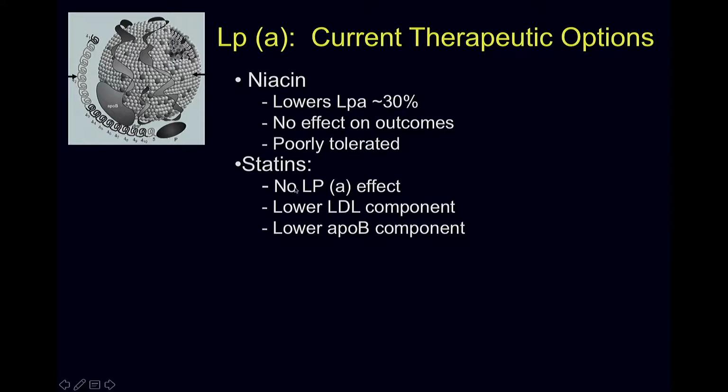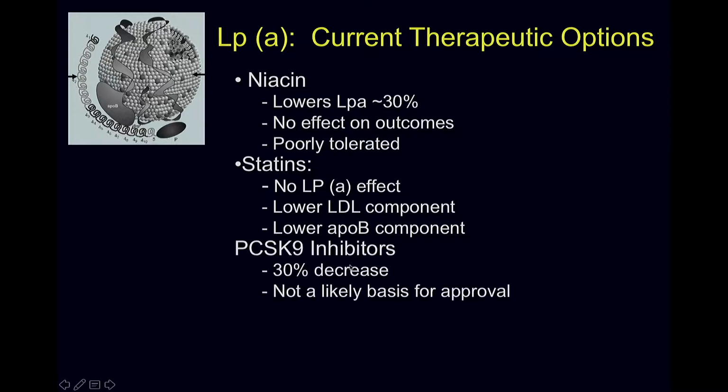But one strategy for people with elevated Lp(a) is to run their LDLs even lower, because LDL is part of this. PCSK9 inhibitors decrease Lp(a) in the order of 30%, not likely to be the reason why you get approval for a PCSK9 inhibitor. There has been a question about thrombogenicity that may be part of the Lp(a) story, and so some have advocated for more aggressive antiplatelet therapy.